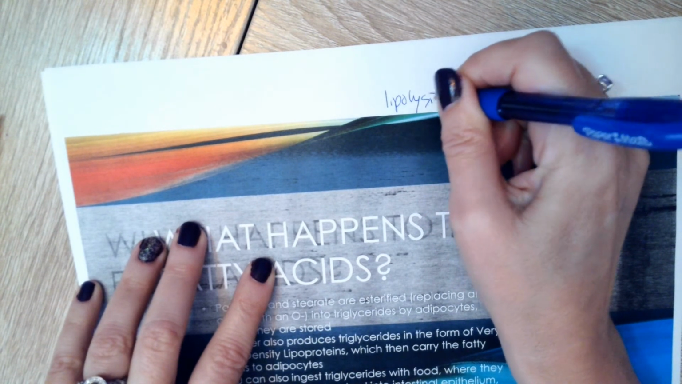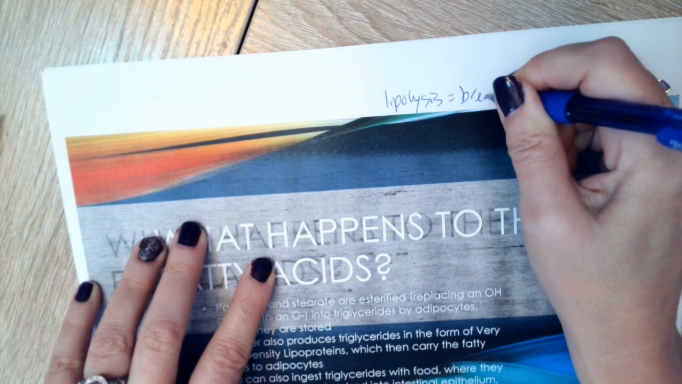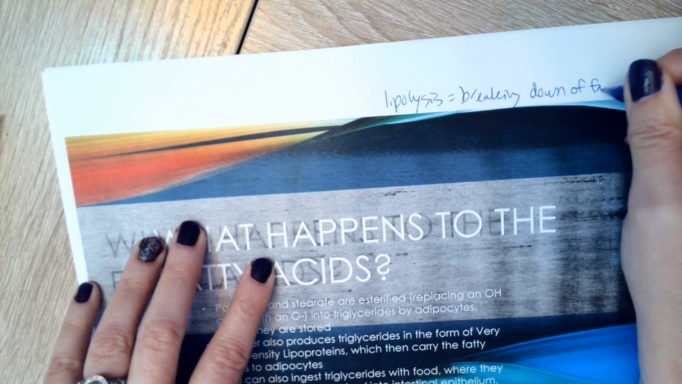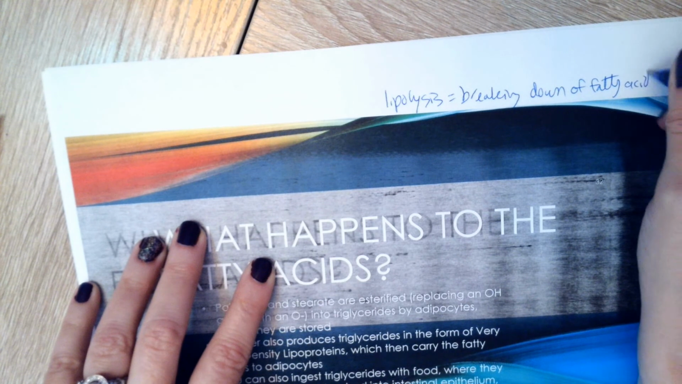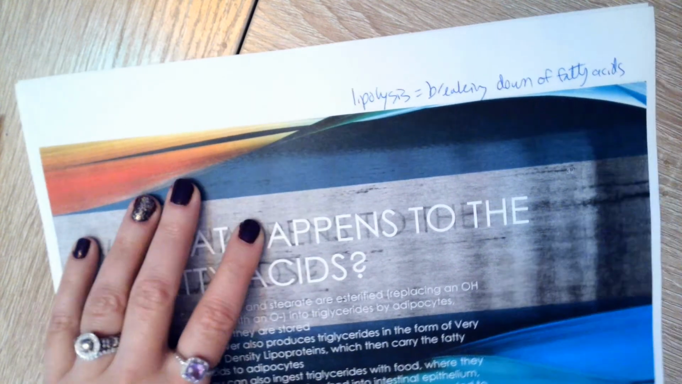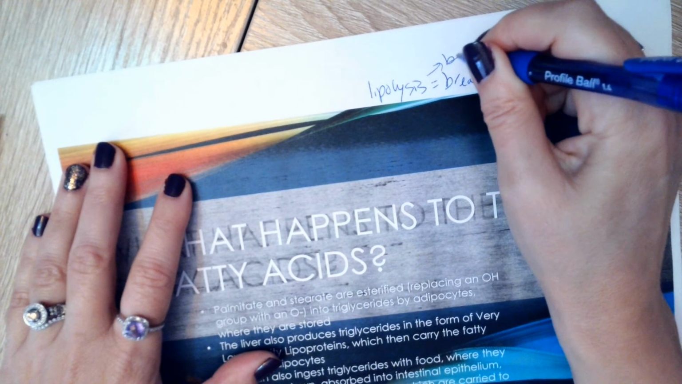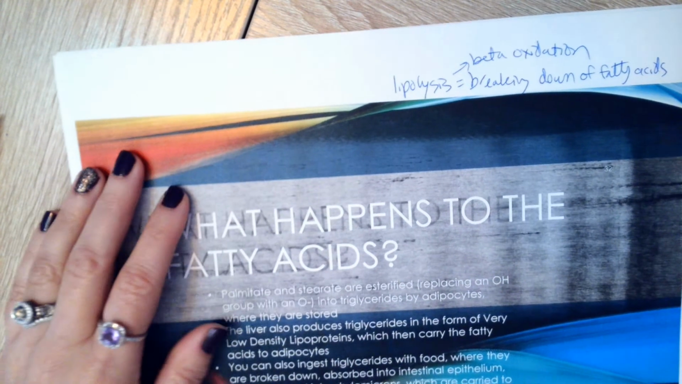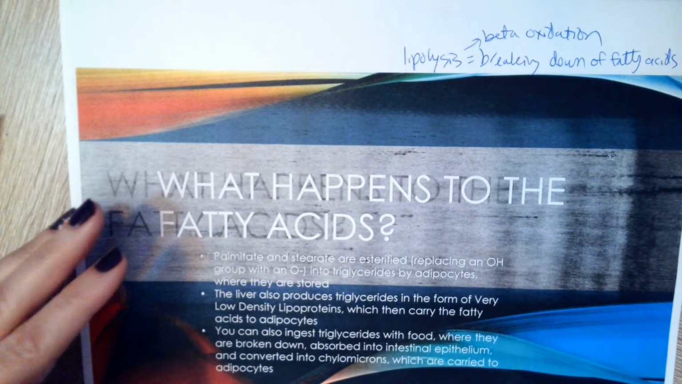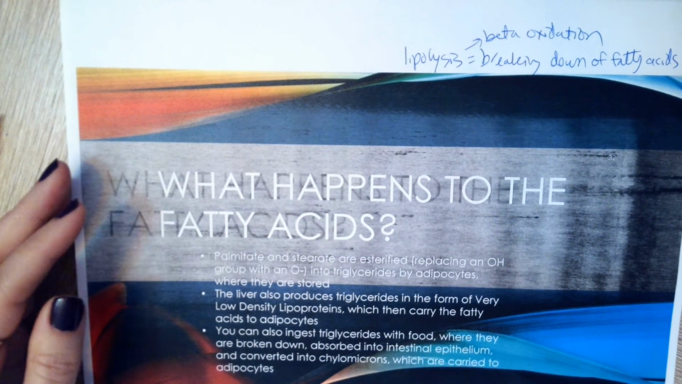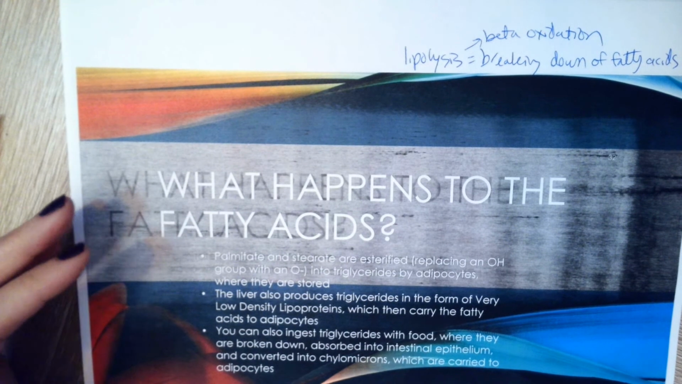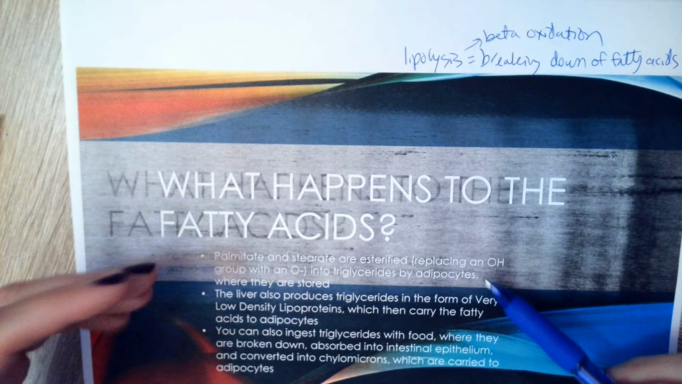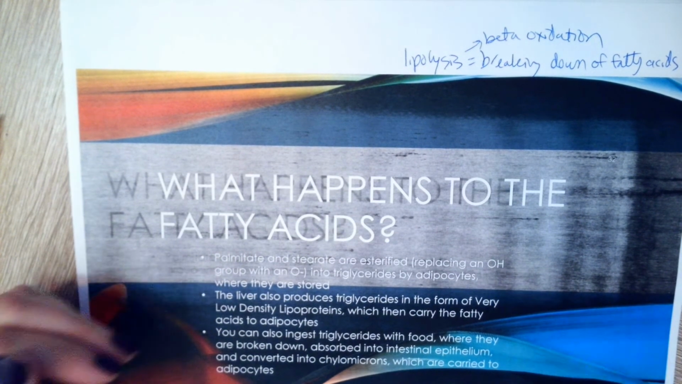So remember, lipolysis is breaking down of fatty acids, where we could use them for energy. And that's usually accomplished through beta oxidation, which is another chemical process. The reverse of fatty acid synthesis. So instead of making the fatty acids, it would be breaking them down. But when we are storing them, we are making them, we're doing synthesis.